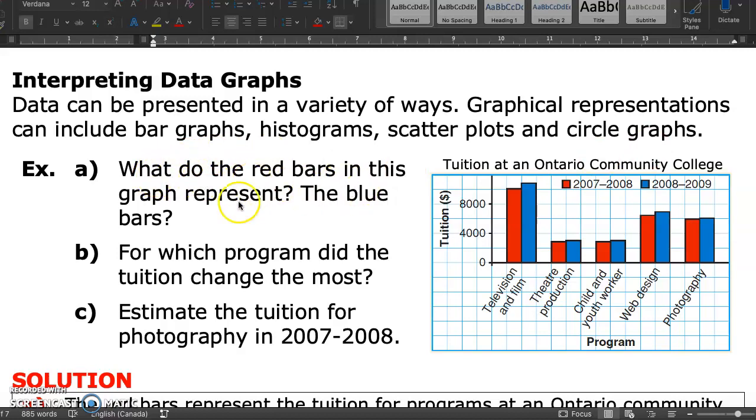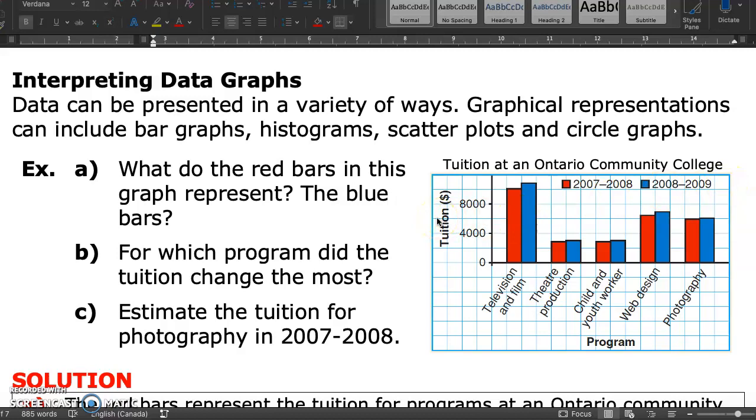What do the red bars in this graph represent? The blue bars. So, looking at the red and blue bars, what do each represent? So take a moment. Hopefully you noticed the legend above that the red represents the tuition during the years 2007 to 2008, and the blue bars represent 2008 to 2009, the tuition rates.